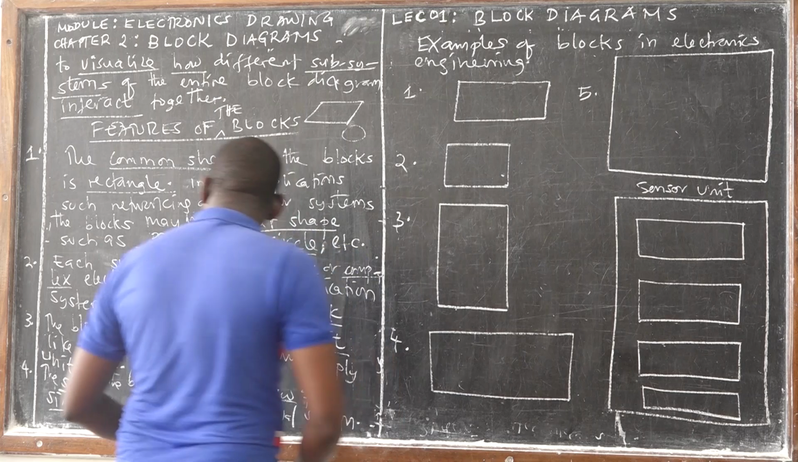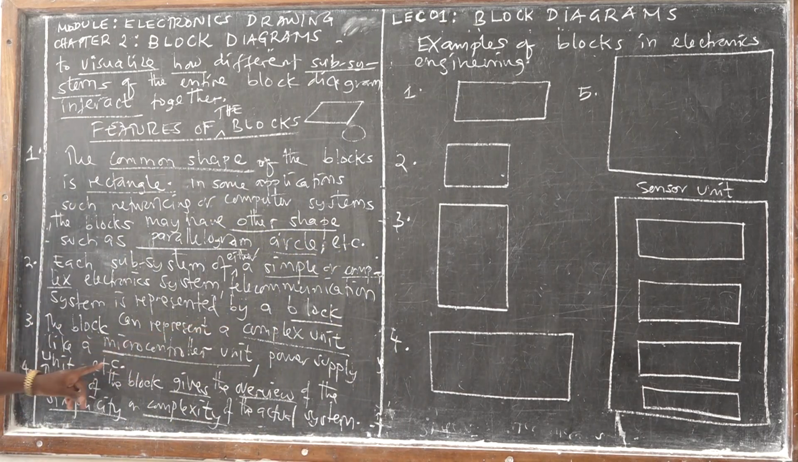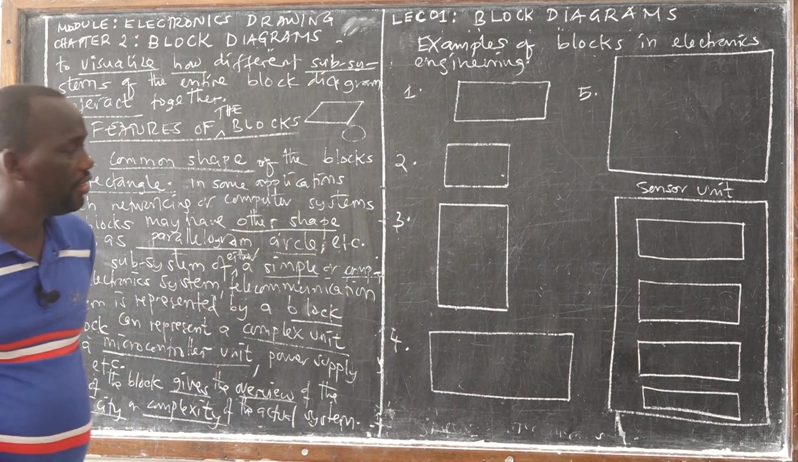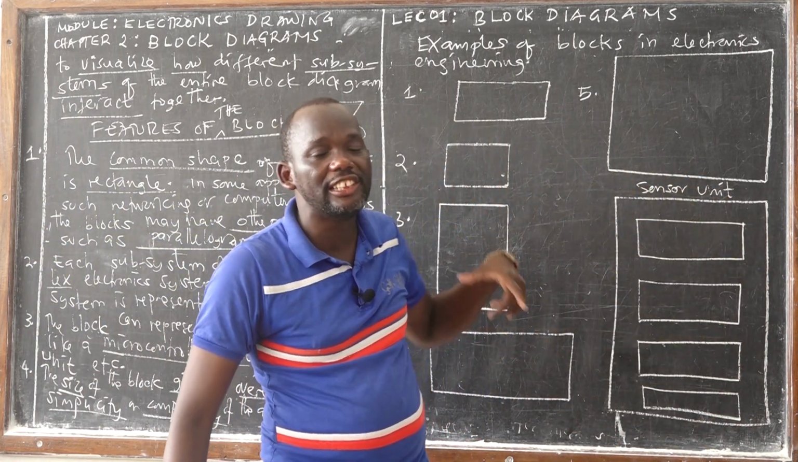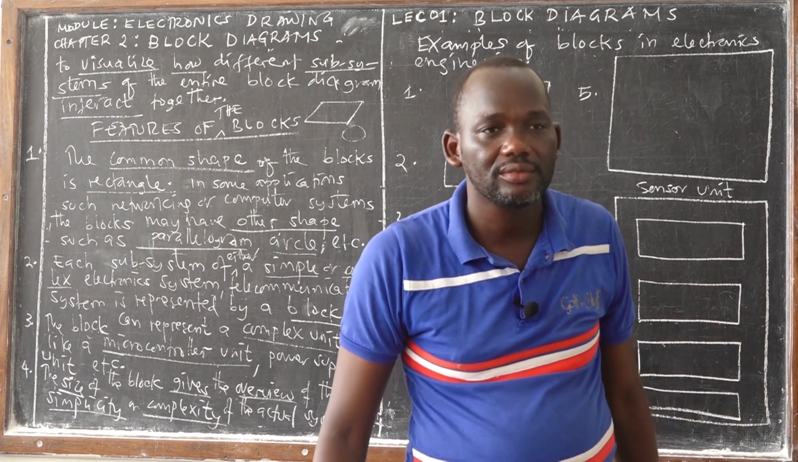So we say that the block can represent a complex unit. Say complex unit. So this block represents the complex unit. It means it's a unit which consists of some other units.